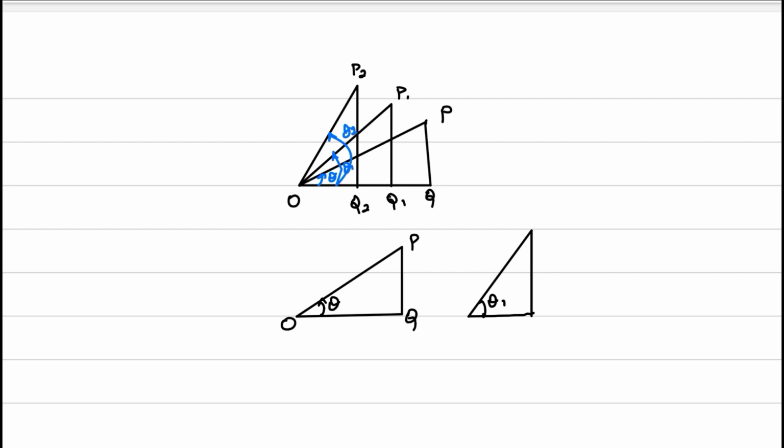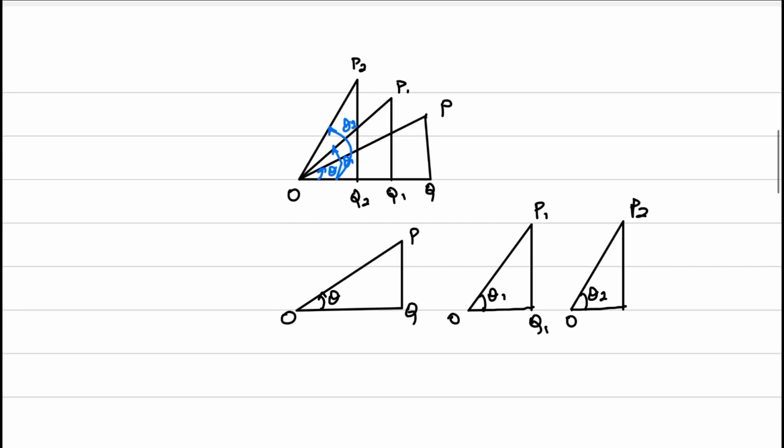This is theta 1, and this is theta 2. This is O, P1, Q1. I have only separated the triangle, that's all. O, P2, Q2. Theta is less than theta 1. In this case, theta 1 is less than theta 2.